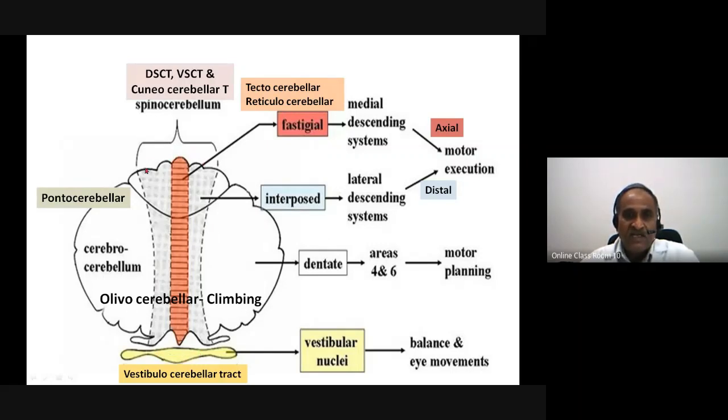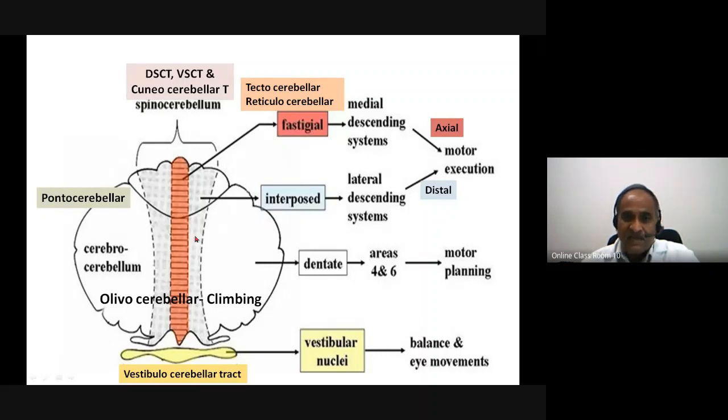Then we have the intermediate cerebellum. The intermediate cerebellum is connected with the spinal cord, that is the dorsal spinocerebellar tract, the ventral spinocerebellar tract, and the cuneocerebellar tract. So these are all coming here, and this is the central part. It is connected with the tectocerebellar and reticulocerebellar connections.